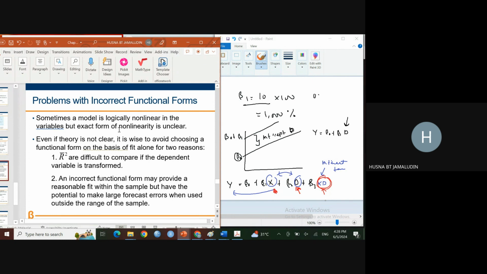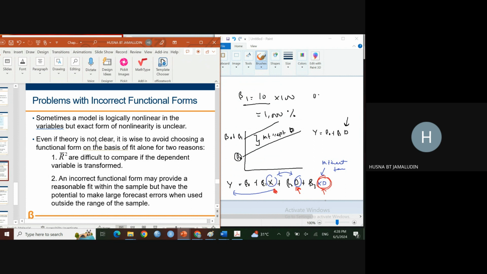But the exact form of non-linearity is unclear. In this case, you think that the variable is non-linear, but you don't know what kind of form. Do you have squared? Do you have quadratic? Do you have to the power of 3 and so on? You are not sure about the non-linearity of the model.